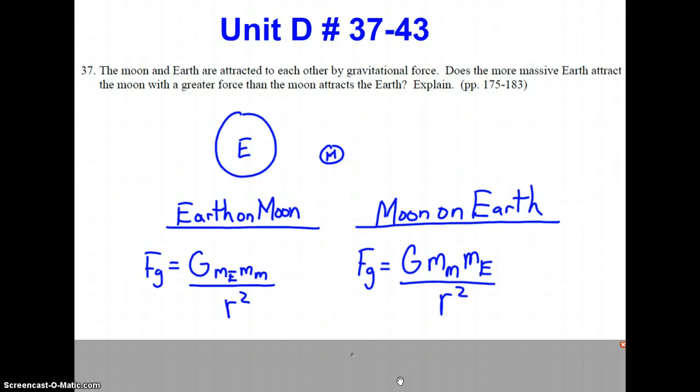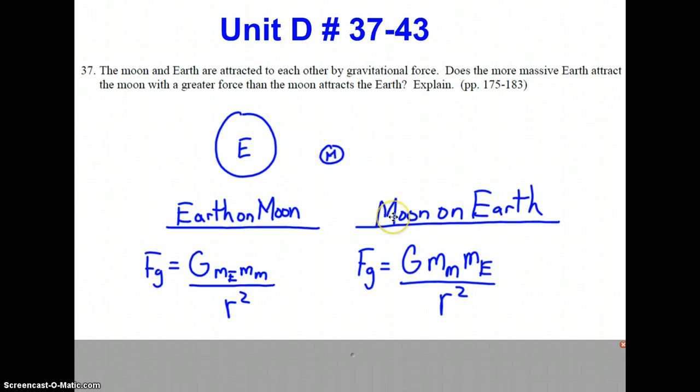Number 37, the moon and the earth are attracted to each other by gravitational force. Does the more massive earth attract the moon with a greater force than the moon attracts the earth? Explain. Well, here I've drawn the earth and the much smaller moon. On the left hand side, let's do the equation to calculate the gravitational attraction of the earth on the moon. That gravitational attraction would be big G, mass of the earth, times the mass of the moon, divided by the distance between the center of the earth to the center of the moon squared.